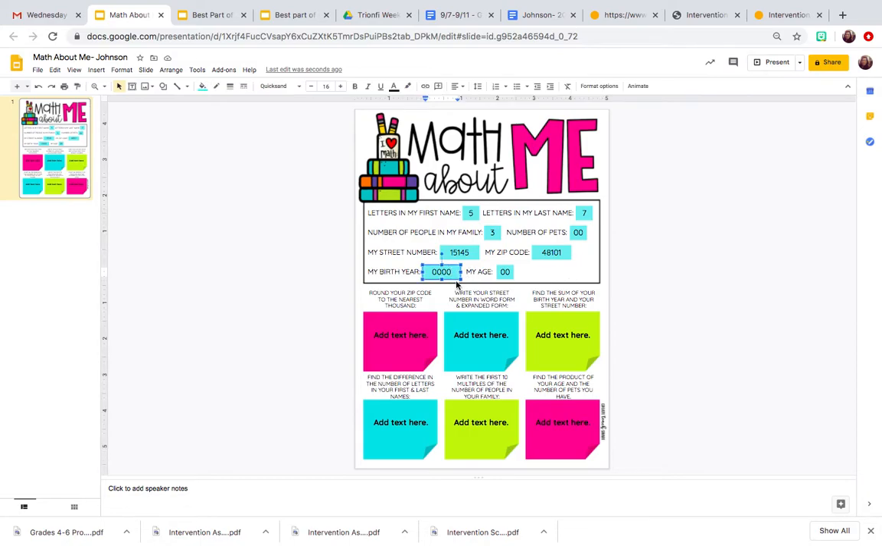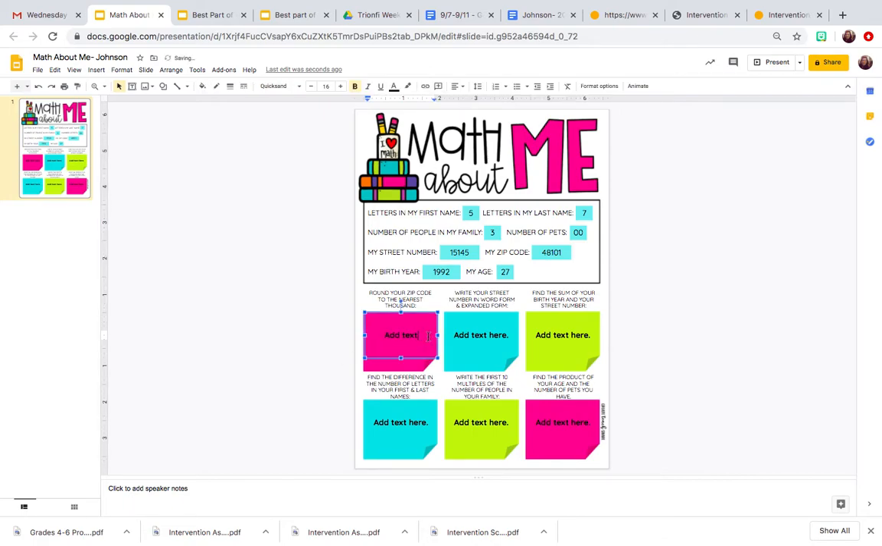Okay? I was born in 1992, and I am 27 years old. I'll be 28 this year. Okay, that's the easy part. Now we have to go down here to the Post-it notes. Each Post-it note has a math problem on it. And I promise these are all things that we are reviewing from 3rd grade. Okay, so it says round your zip code to the nearest 1,000.